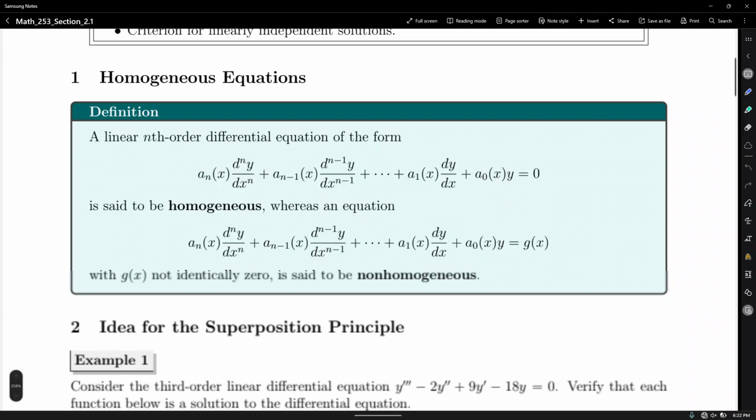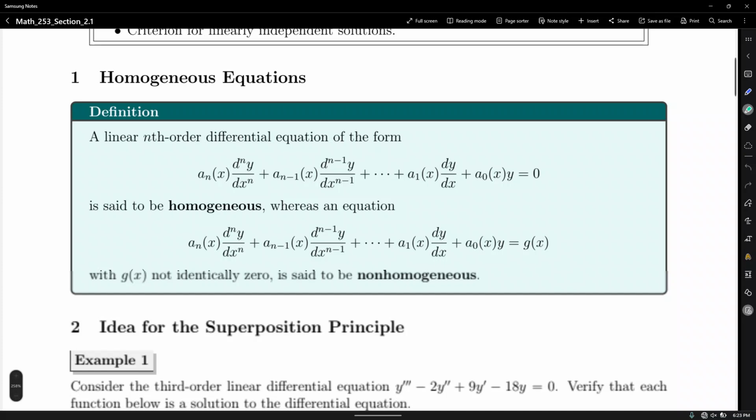We have a couple of equations here. A linear nth order differential equation of the form: the nth derivative plus the next lower derivative times some coefficient, and so on. Remember, this differential equation is linear if none of the terms containing the y's or any of its derivatives are raised to a power other than 1 or are part of a function like a sine or a cosine, and the coefficients are just functions of the independent variable only, or maybe just numerical values.